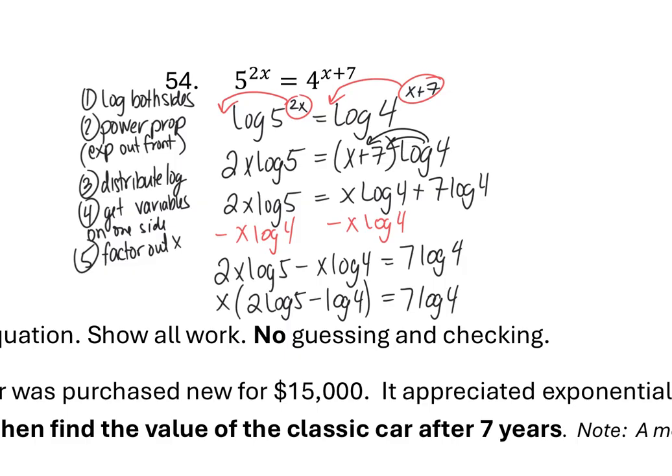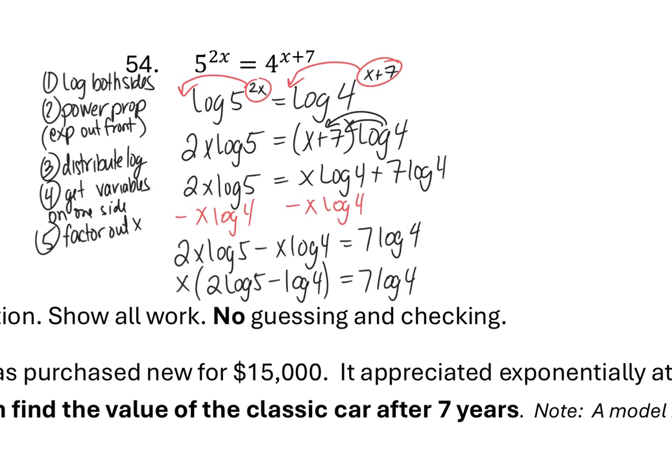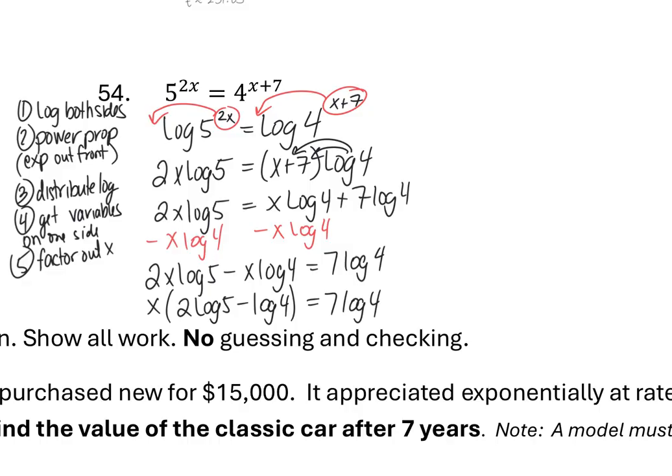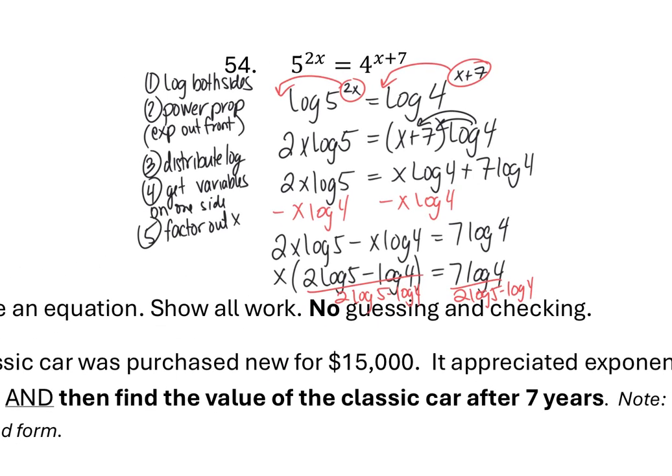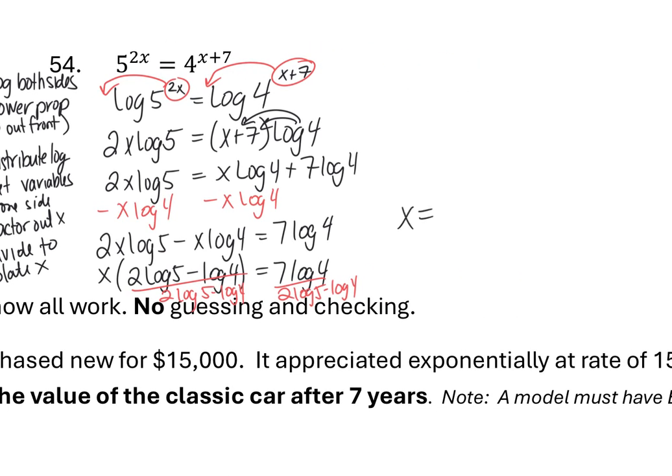You know how you get good at doing these? You practice a bunch of them. You go back and do the ones that were on the worksheet 37, homework 37. You do them again and again, and you remember how. You train your brain. Divided by 2 log 5 minus log of 4. And the last step, 6, divide to isolate x. So my answer, x equals 2 log of 5, oops, that's wrong.